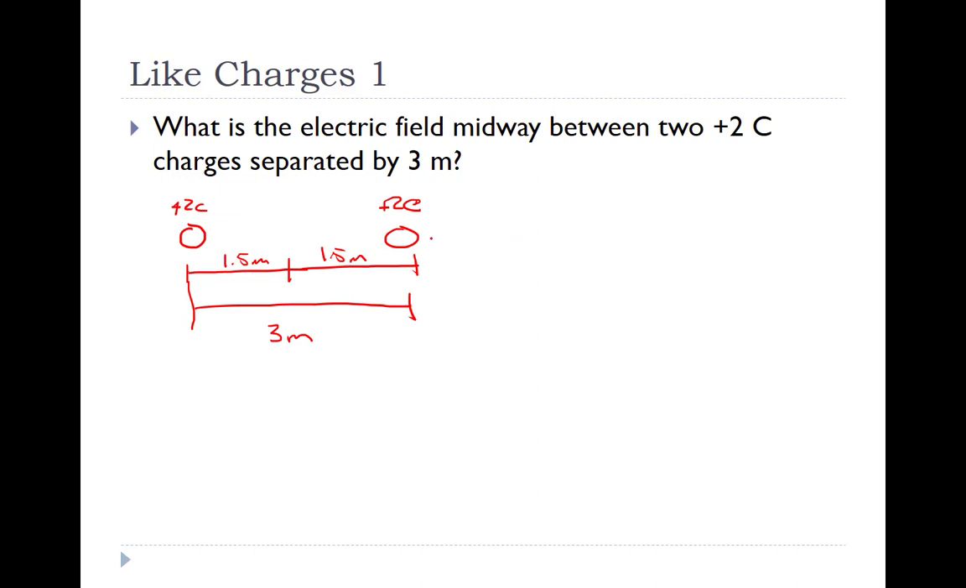Let's think about directions first. So I'm going to call the one on the left A and the one on the right B. So if I draw the free body diagram of a little positive charge positioned here, the electric field or the force from B would be to the left because it is repulsive. From A, it would be to the right because that is also repulsive.